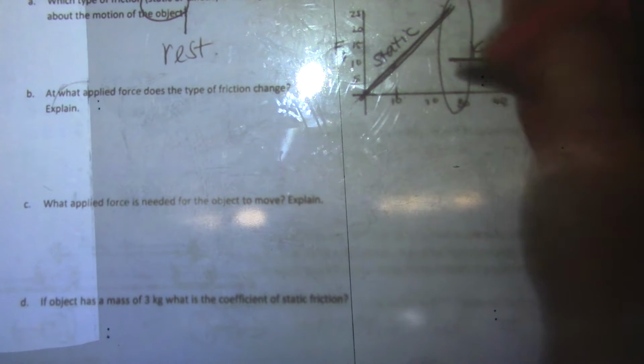So this part is going to be static, right? That's before it has changed to kinetic, before it starts moving. And what that means about the motion is that the object is at rest, or you could say not moving yet. B, what is the applied force when the type of friction changes? Well, it's static here, it's kinetic here, that means it's changing in here, and it changed at an applied force of 25 newtons.